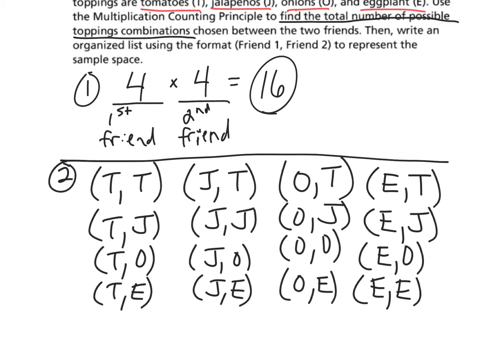And that's good because that confirms what we did in the first part. We said there should be 16 options, and we've got 16 options. So we should be in good shape there.